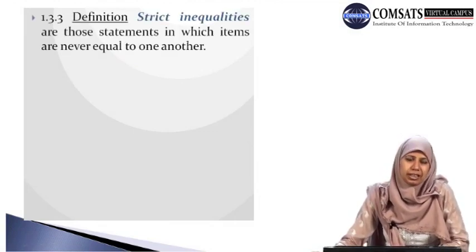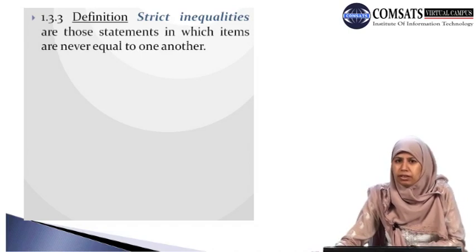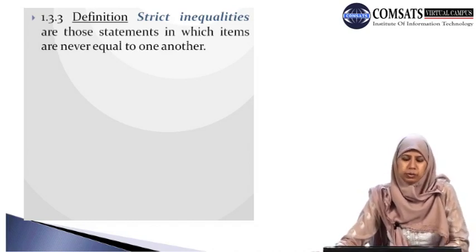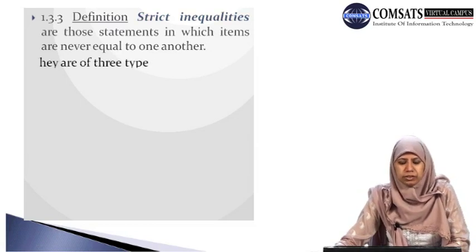Now we further classify our inequalities as strict inequalities and non-strict inequalities. For example, if we say that x < y, then in any case x is surely less than y. x cannot be equal to y. Strict inequalities are those statements in which items are never equal to one another. How can we understand this concept with the help of examples?